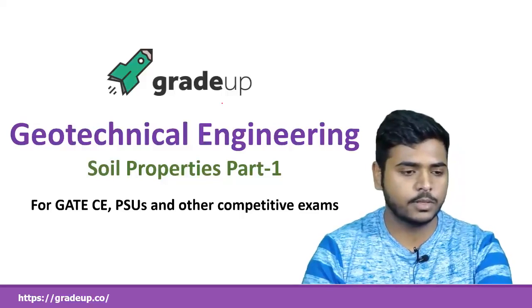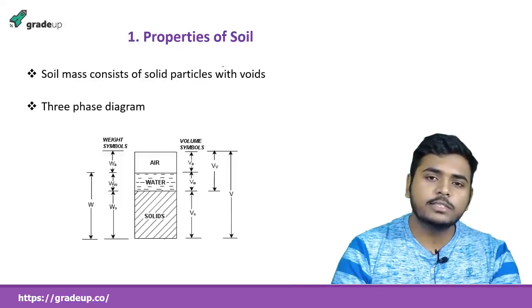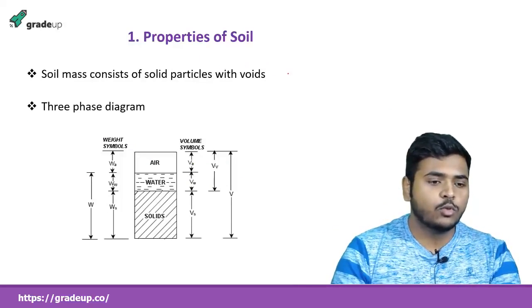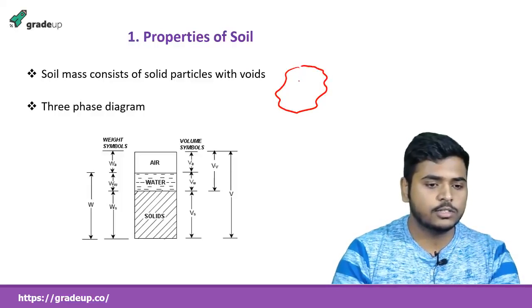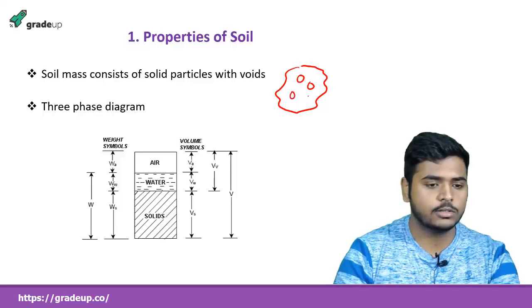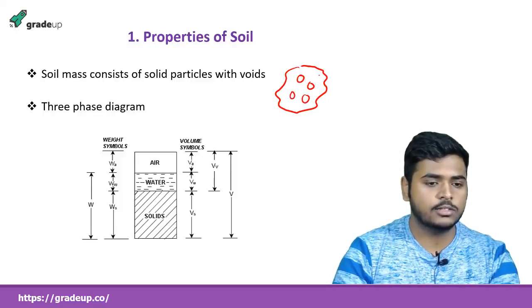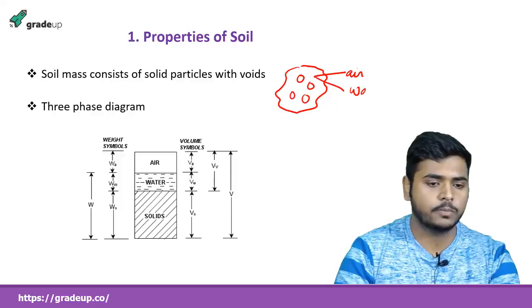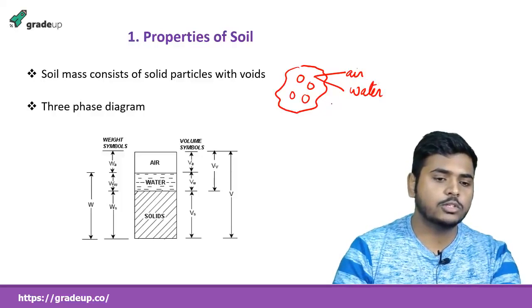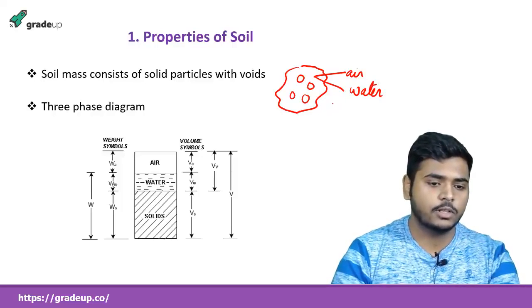So let's begin. The soil properties. The soil must consist of solid with voids in between. Let's assume there is a solid particle. These are the solids and this is the void. This void may be either air or water. So the soil mainly consists of the solid part, the water and air.